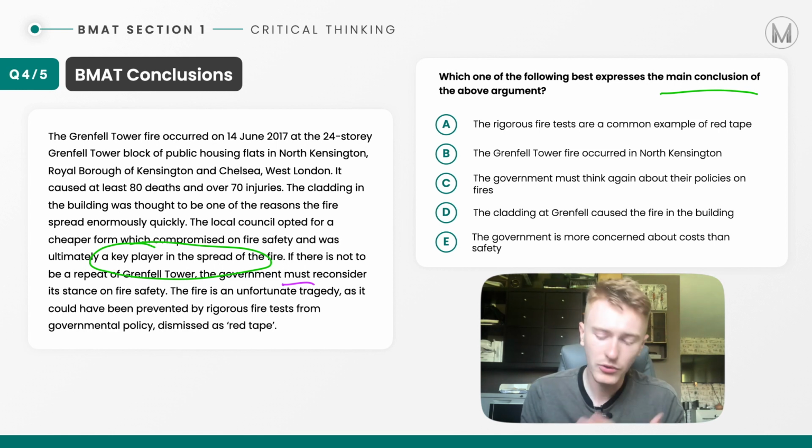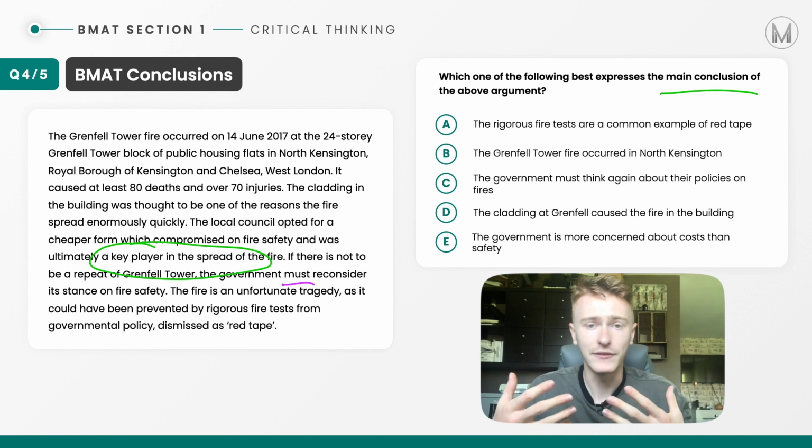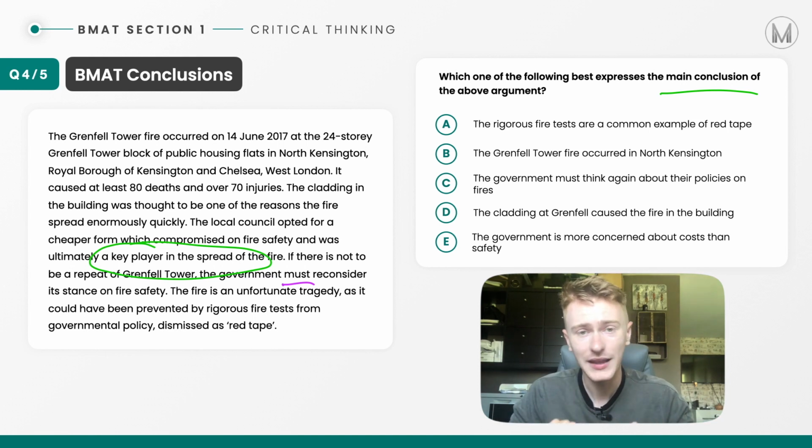He then reaffirms all of what he's been saying by saying it's an unfortunate tragedy that it ultimately was related to things that were dismissed as red tape. So he seems to be against the idea of dismissing this red tape, because he seems to say that actually we should be safe, we should be careful. And if we were safe, if we were careful, this wouldn't have happened.